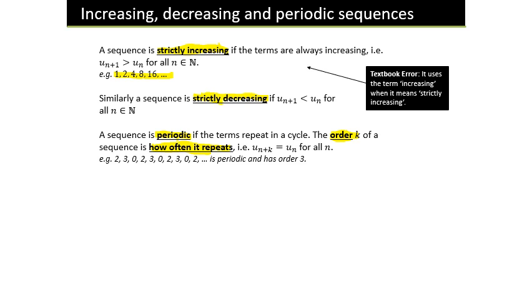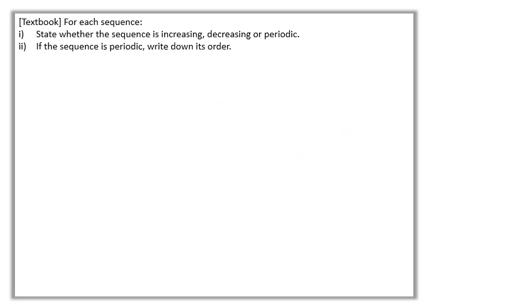So for example, if we had this sequence here, 2, 3, 0, 2, 3, 0, 2, 3, 0, it's periodic because it repeats. And the order is 3 because it's got these 3 terms that just keep repeating. It's hopefully nice and straightforward. Okay, so for each sequence, we need to answer the following 2 questions. We need to decide if it's increasing, decreasing, or periodic, and if it's periodic, write down the order.